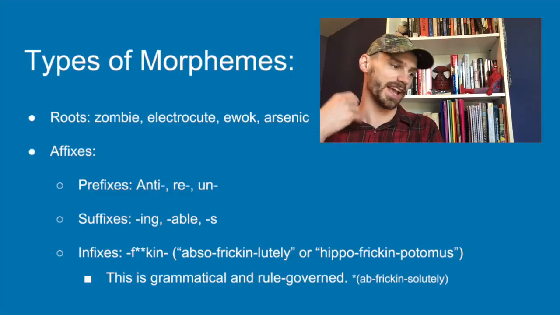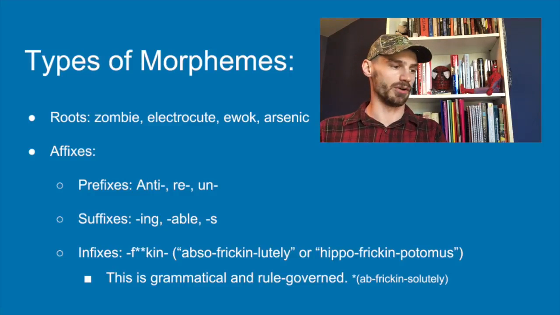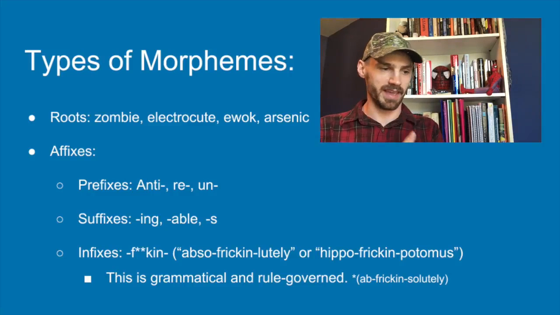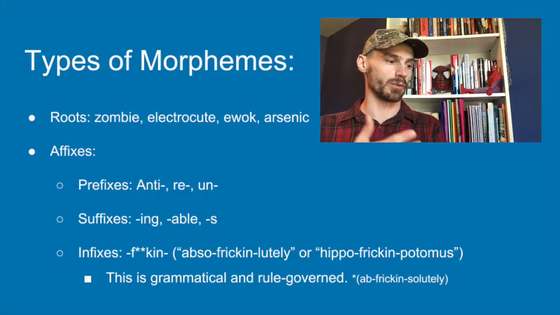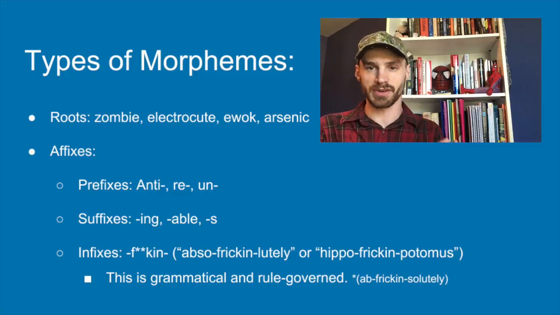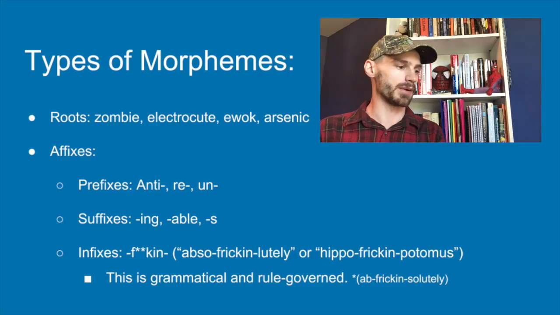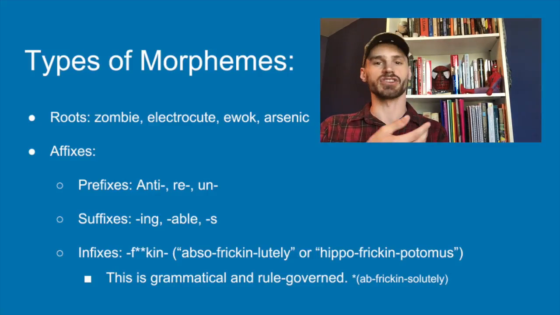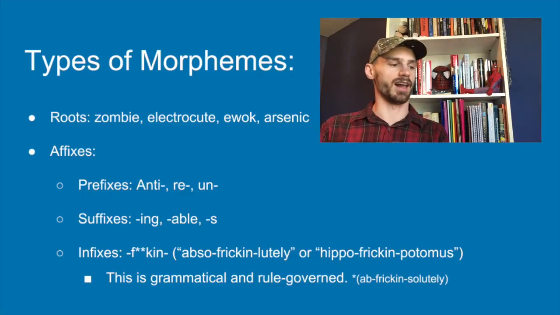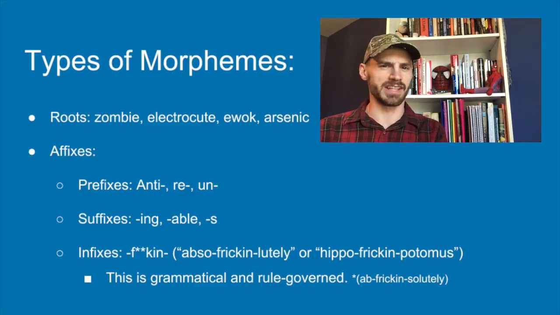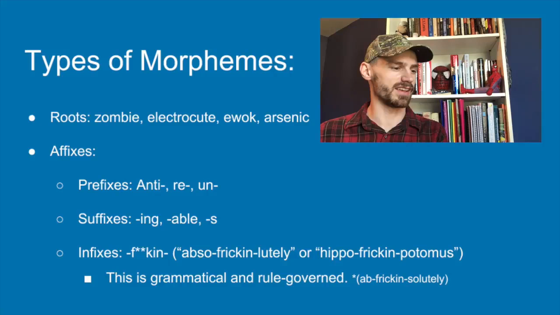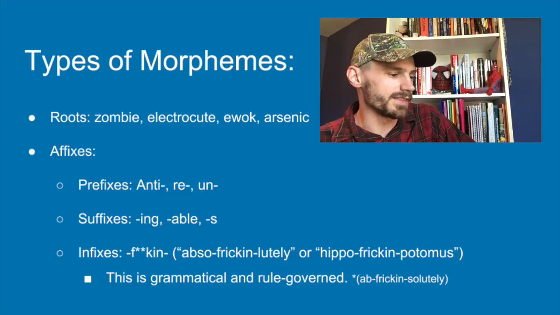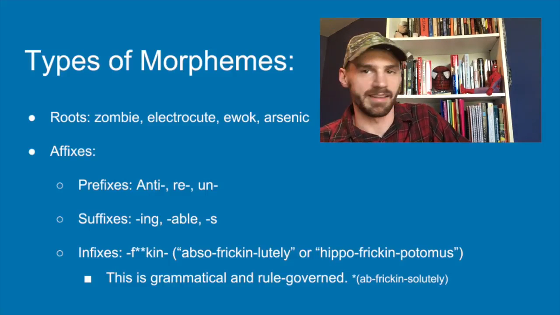So prefixes are like anti, you could make any number of words out of the word anti by just applying this prefix to a root word. Same thing with suffixes. You take a root word like walk, and then you can turn it into walking, walkable. I don't know if that's a word. Usually it has to be a transitive verb. So lovable, curable. And then we have what we call infixes.